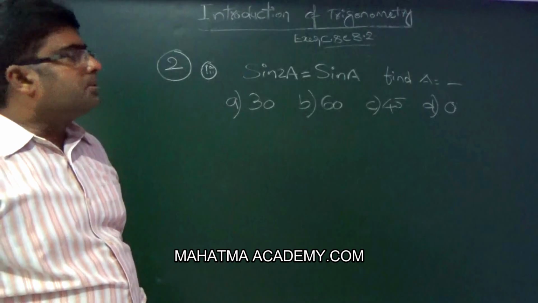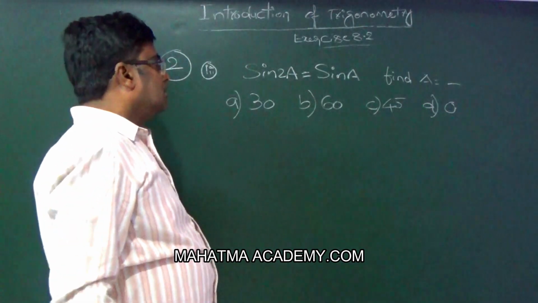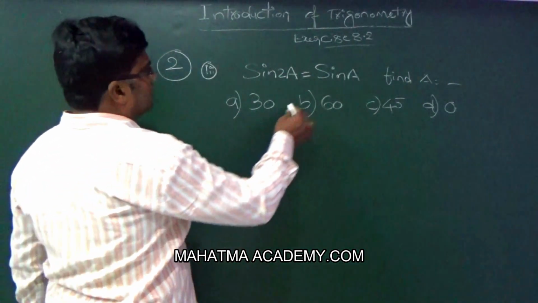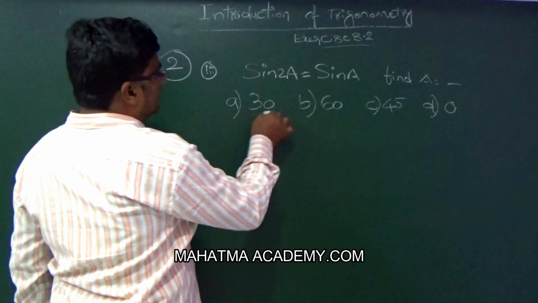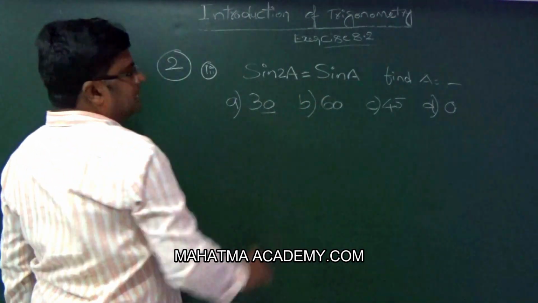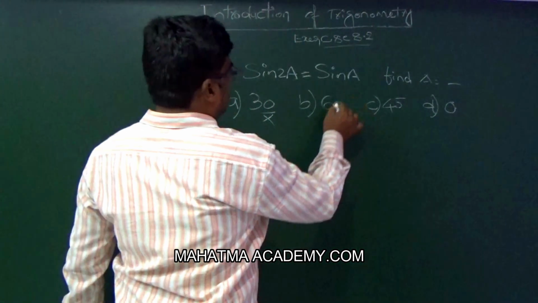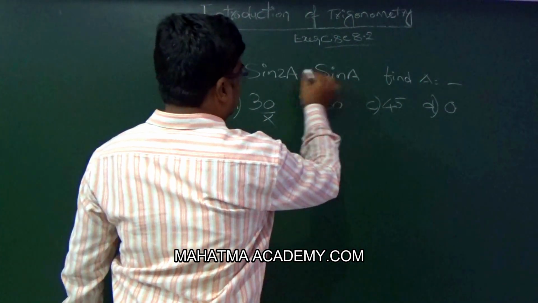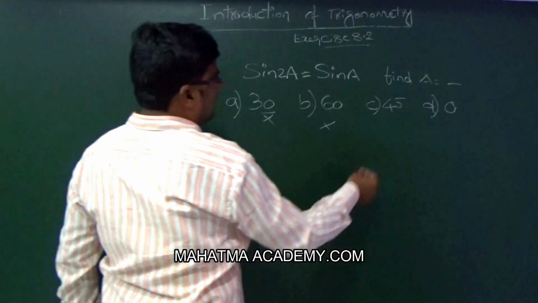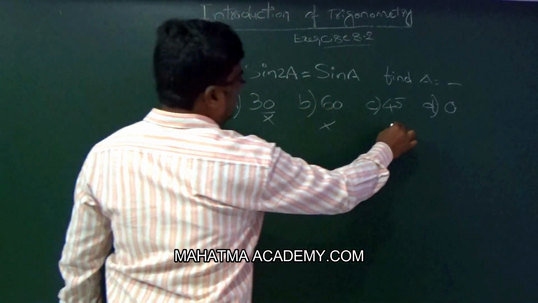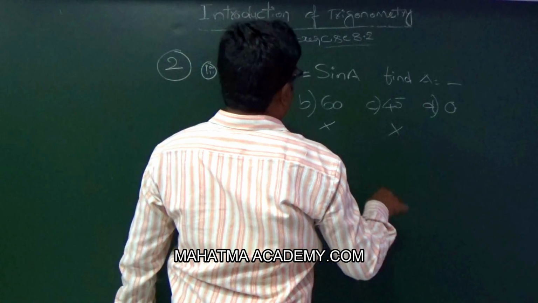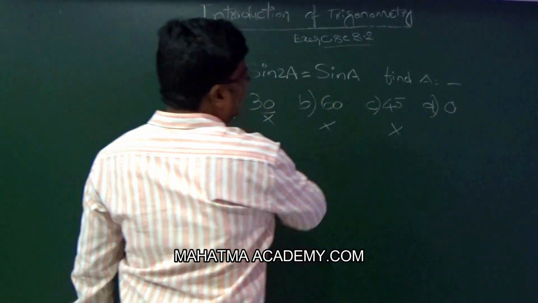Okay, just substitute the values. Substituting a value, sin 30 equal to sin 60, this is not the option. Sin 60 equal to sin 120, this is not correct. Sin 45 equal to sin 90, this is also wrong. Sin 0 equal to sin 0.